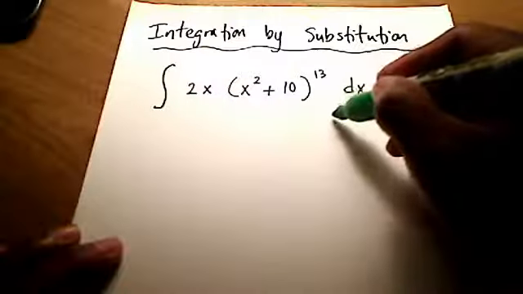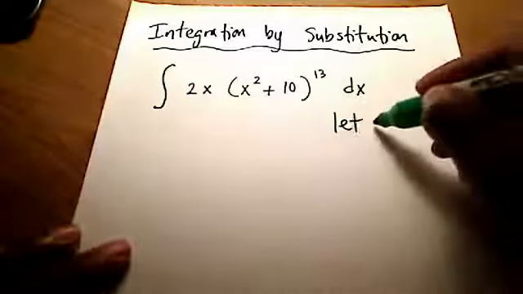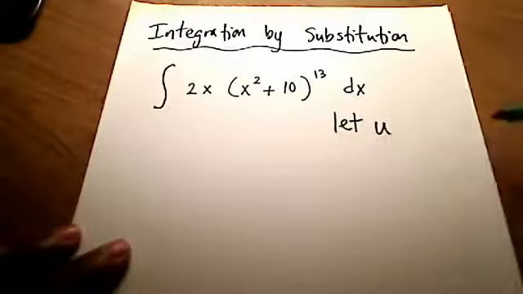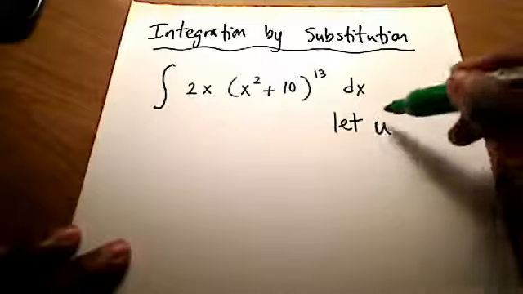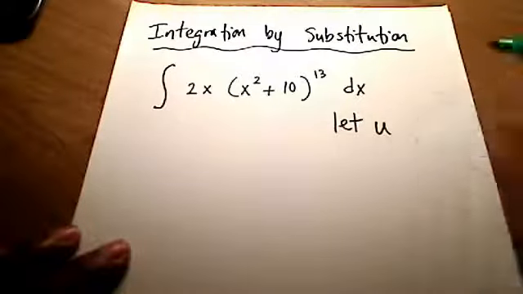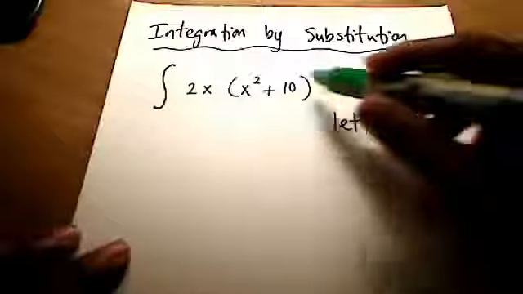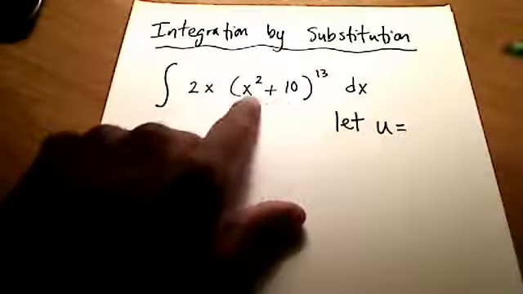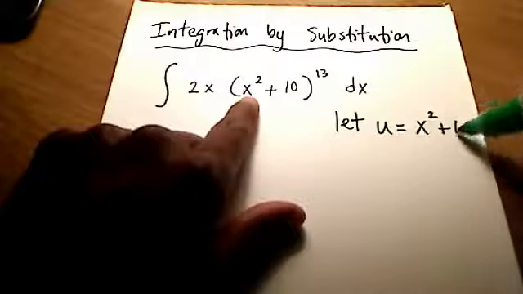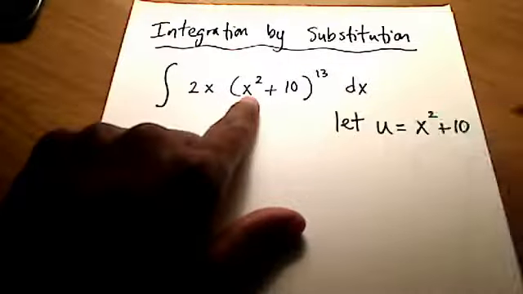Let's let u, typically calculus books let the letter u be our variable of substitution, but it can be anything you want. It could be a p, it could be a b, it could be anything you want. Maybe not an x in this problem, but let's let u equal the stuff inside this parentheses, which is x squared plus 10.